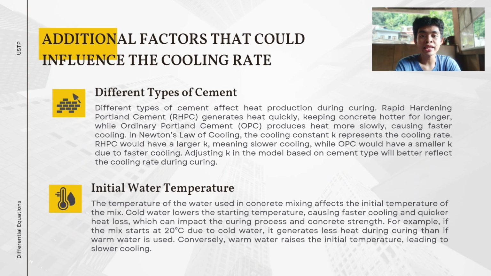Down to our last slide, I will discuss some additional factors that could influence the cooling rate and then try to incorporate them in our model. First is the different types of cement. Different types of cement affect how much heat is produced during the curing process. For example, rapid hardening Portland cement generates heat quickly, while ordinary Portland cement generates heat more slowly. Since RHPC produces more heat, we would use a larger K value for it. We can adjust K based on the type of cement we're using.